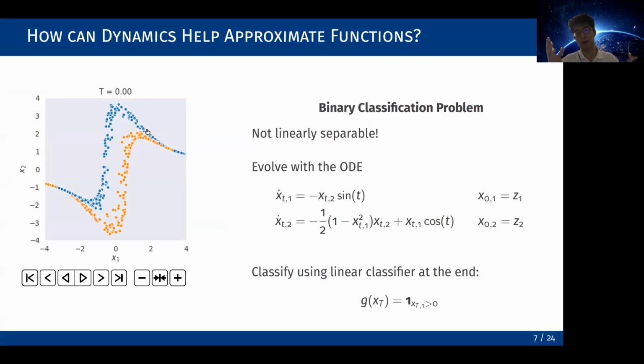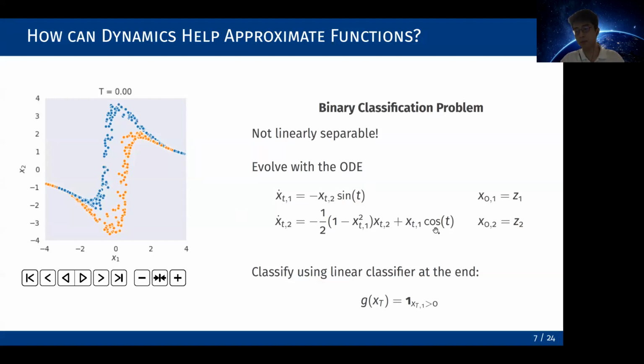So you can think of this as a binary classification problem where each color signifies its own class. You can see that this group of points in 2 dimensions is not linearly separable, right? You cannot draw a line and separate these 2 classes easily. So what we can do is to try to construct an ODE, such that we apply this dynamical system to each of these points.